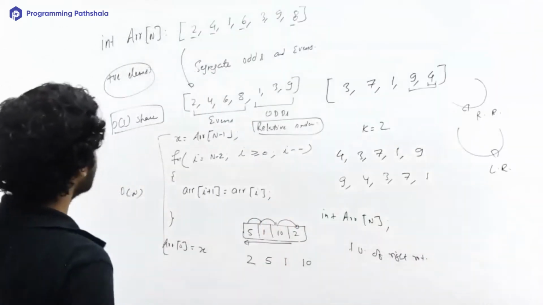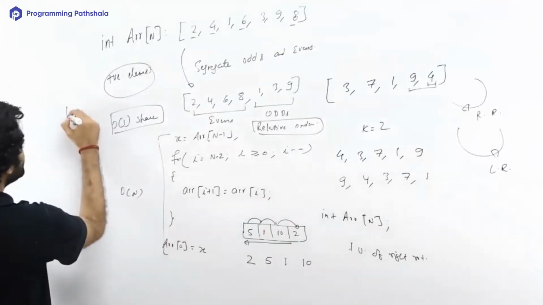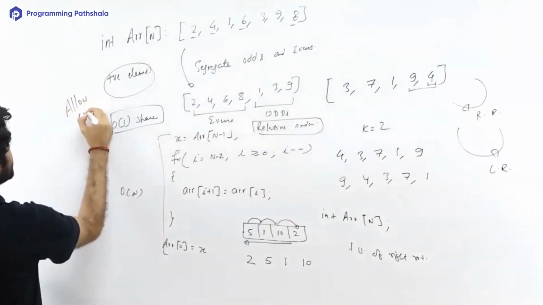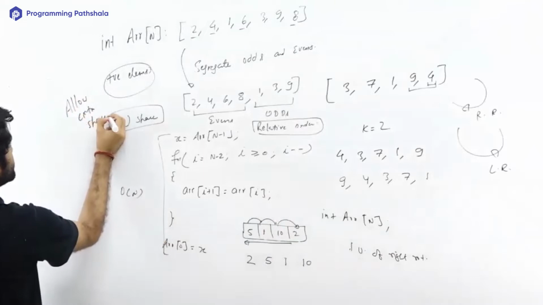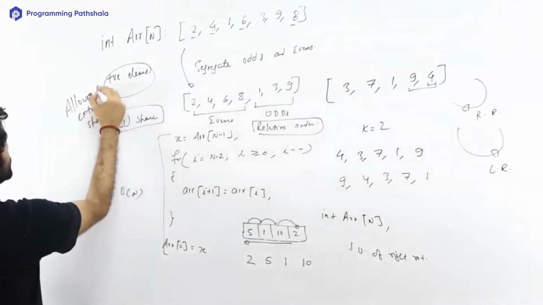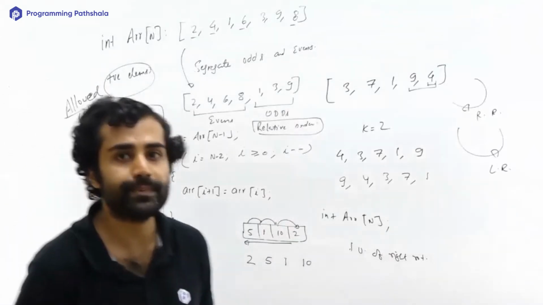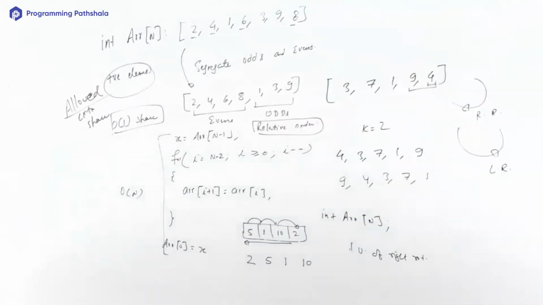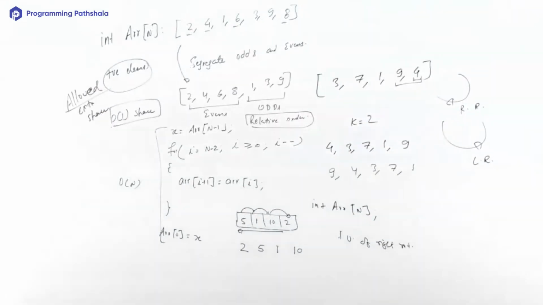Okay, let us make this question a little easy for you. What if I allow you to use extra space? So I have allowed you extra space. Then do you think this question can be done very easily? Store array with evens and then odds. Yeah, that looks like a good idea.